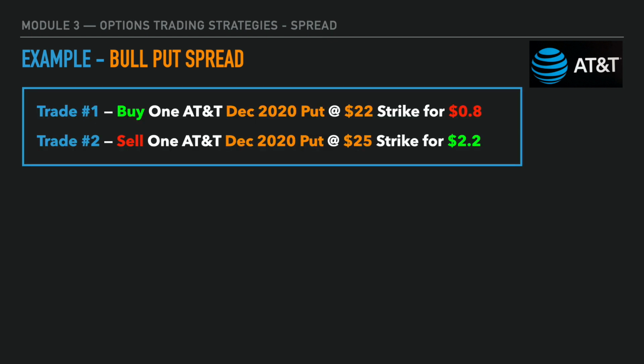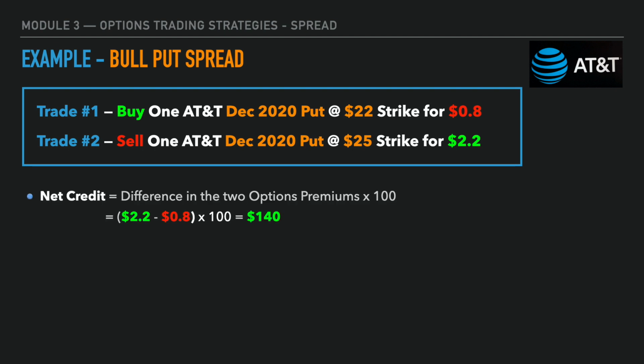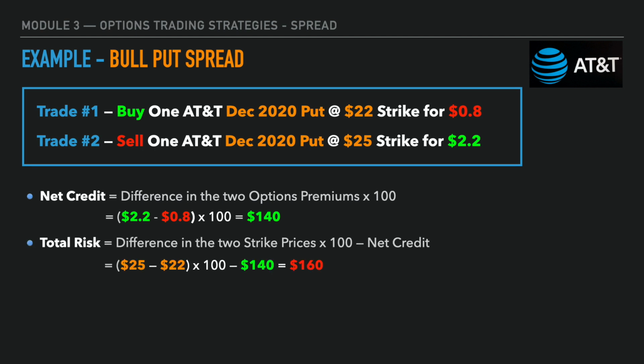So after you complete this trade, you will now have a net credit of $140 that goes into your account. This is the difference between those two options premiums. Your total maximum risk for this trade will be the difference between the higher strike price and the lower strike price multiplied by 100 and minus the net credit. So after the calculation, we can get that the total maximum risk will be $160.